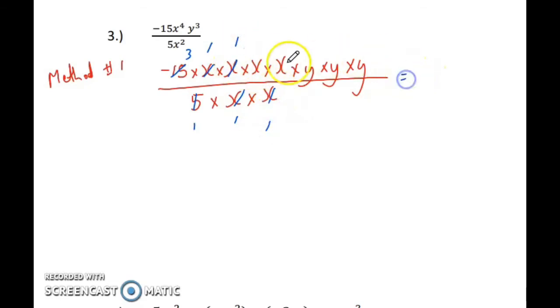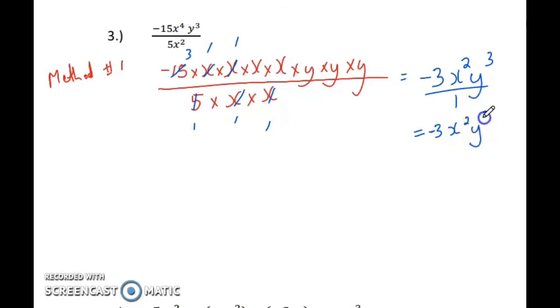So here I have a negative, so this is -3, and I have 2 of my x's, so x to the 2nd power. I have 3 y's, so I have y to the 3rd power, and this would be over 1, and anything over 1 gives you the same response, right? So our answer is -3x squared y to the 3rd. This is our answer.